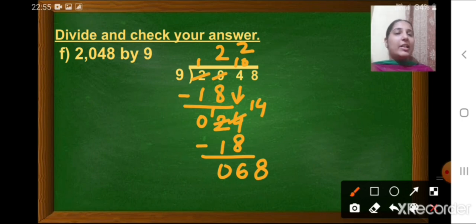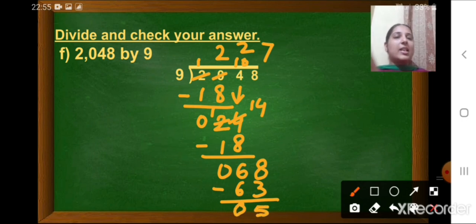Now 9 7 times is 63, 9 8 times is 72, which will be more. So we will go for 9 7 times, that is 63. So 8 minus 3, 5 here, and 6 minus 6, 0. So what is the quotient here, children? 227 and the remainder is 5. So using this quotient and remainder, let's check our answer.